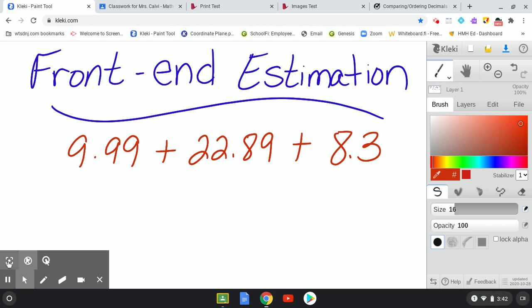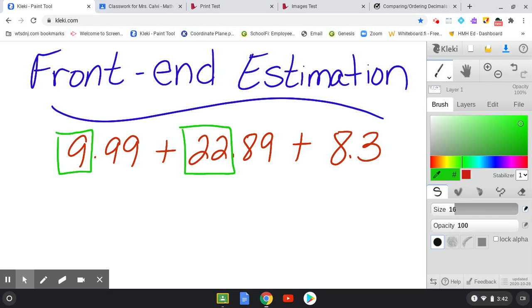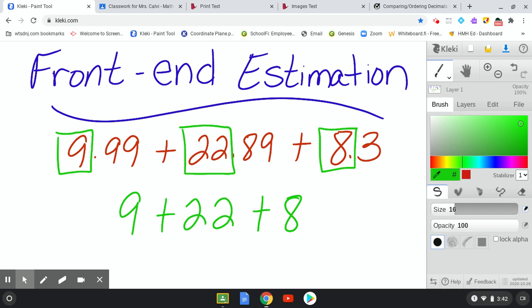Okay. The last method of estimating is called front-end estimation. Basically what that is, it's just you taking the whole number. So just dropping your decimal. So just taking the whole number, you're not rounding, you're not doing anything but just taking the whole number, dropping your decimal. So in this case, I would then have 9 plus 22 plus 8. And I add those and I would get an answer of 39.